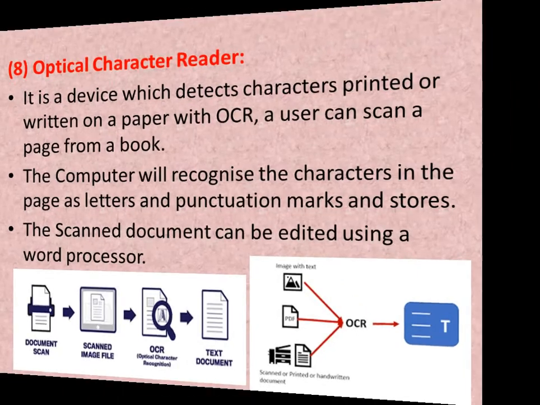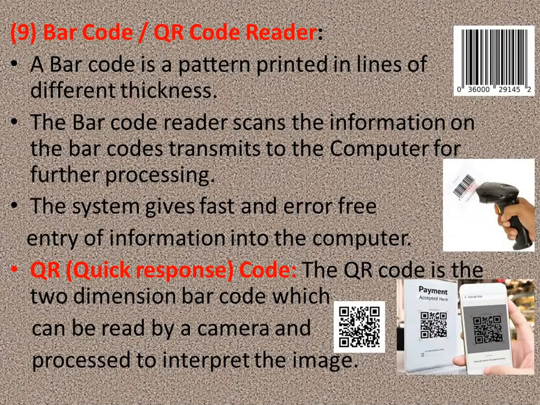Next we are going to see about a barcode reader and a QR code scanner. A barcode is a pattern printed in lines of different thickness. You can see a barcode on the screen. The barcode reader scans the information on the barcodes and transmits it to the computer for further processing. The system gives fast and error-free entry of information into the computer. This you would have seen in supermarkets.